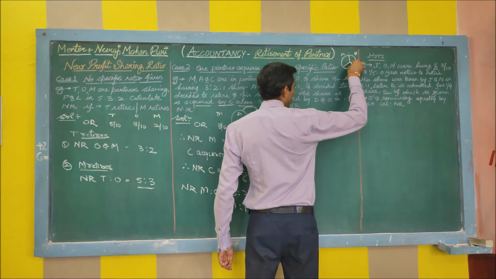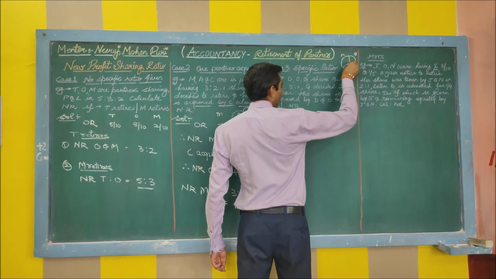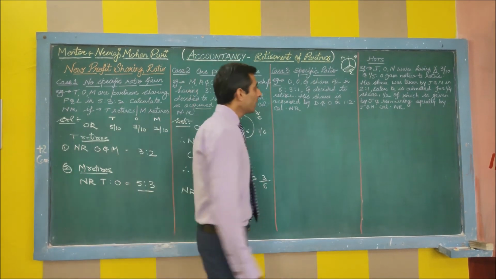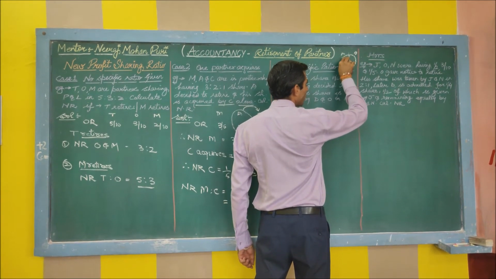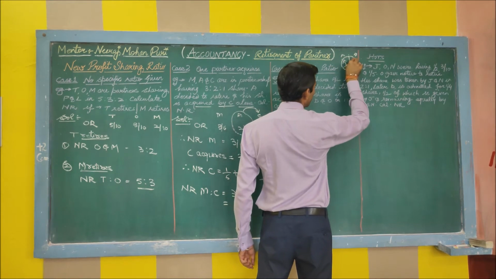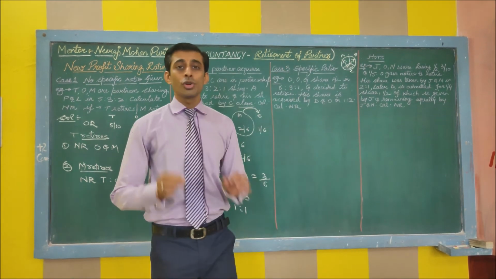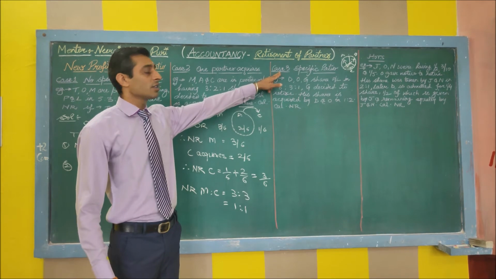If this C decided to go, and when he goes, this slice will be distributed between A and B in a specific portion. This is our case number 3.